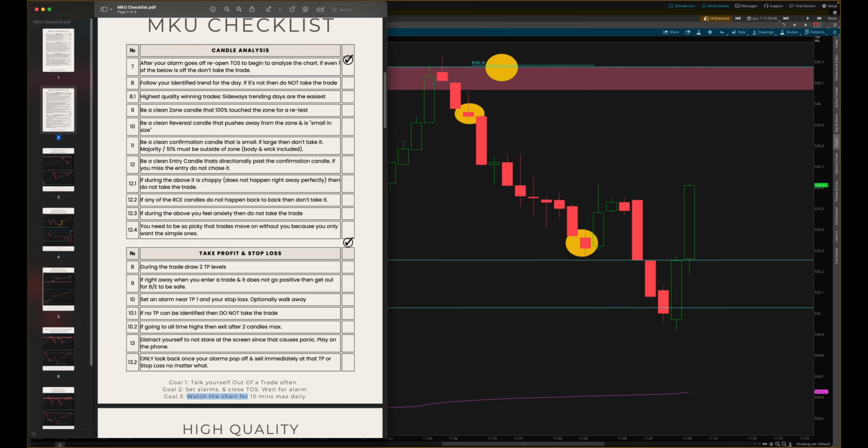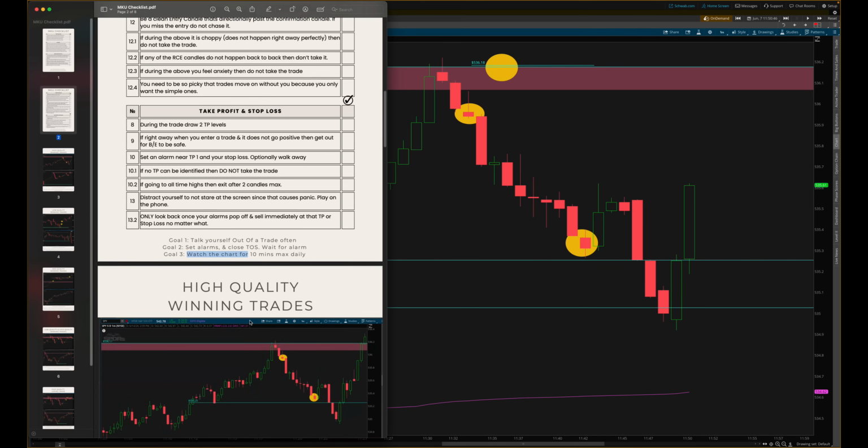And that's it. Especially if you set an alarm, right? You entered here, you waited, came back, boom, exited. You don't need to be watching all this. But what if it did this and it went sideways for a little while, then it finally went down. You're in profit, that's fine. You're going to talk yourself out of it. Wait and come back. Now, let's go through some couple things.